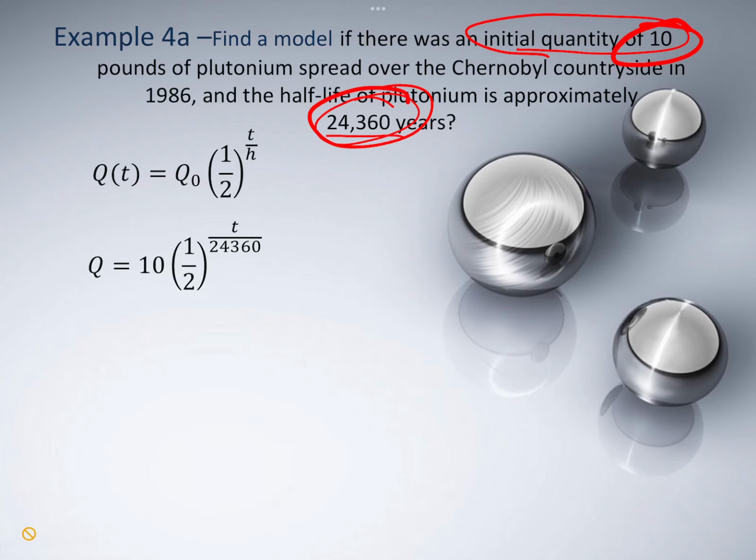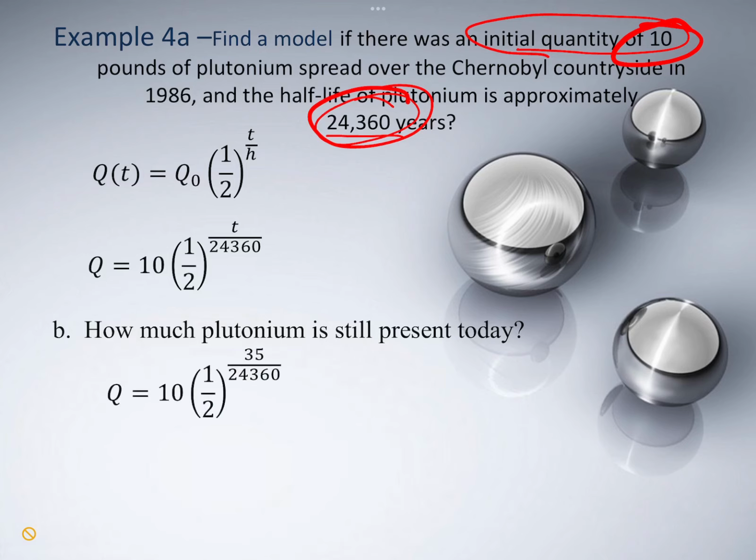So we found our model. Okay, that's the first thing we're doing. Now I want to know how much plutonium is still present today. So to know how much plutonium is still present today, we need to know, well, how many years have passed since 1986 to 2021. So you need to figure out what your time is. So our time is going to be 35 years. So I'm just going to plug in 35 for my t.